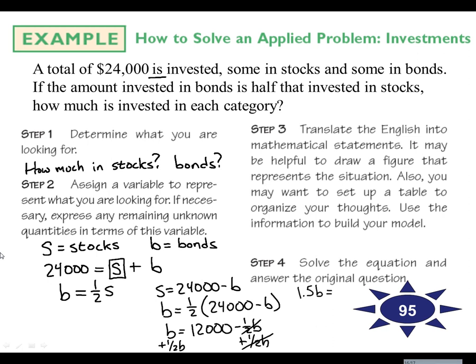B is equal to 12,000. And actually, better off if we write it as a fraction, 3 over 2. Because how do we get rid of a fraction? We multiply by the reciprocal.